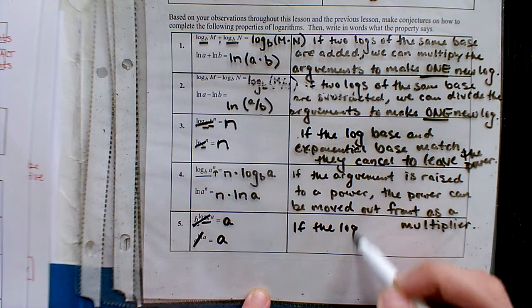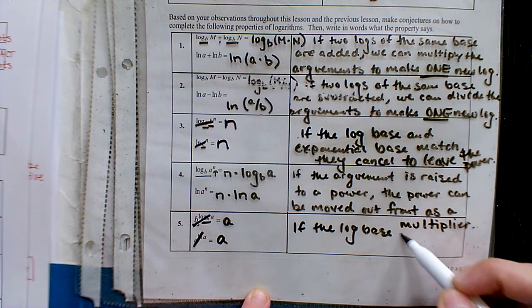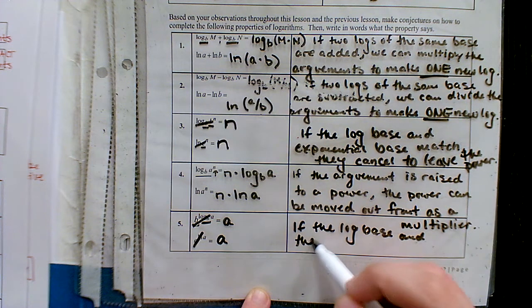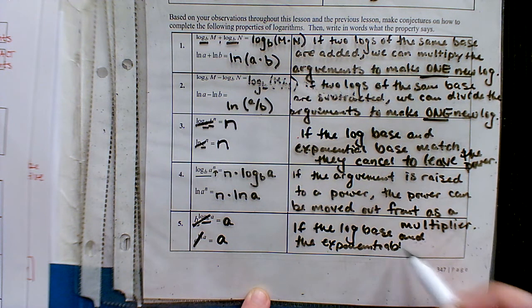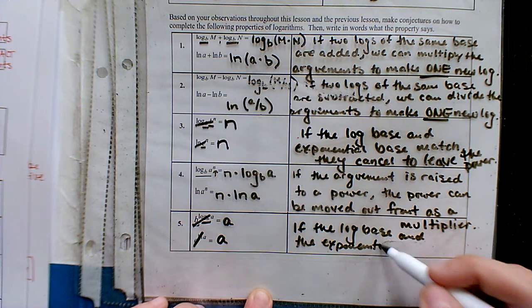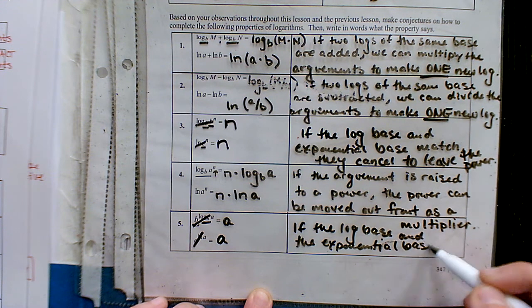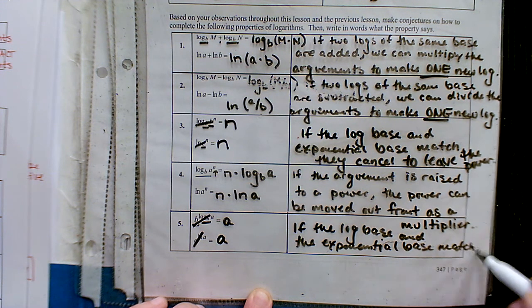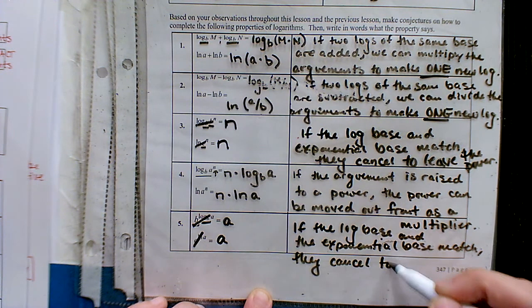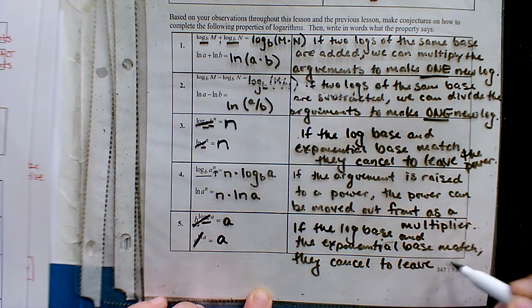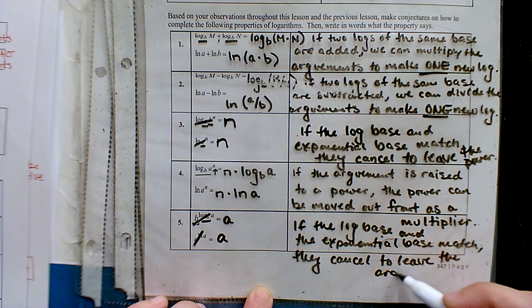So if the log base and the exponential base match, they cancel to leave the argument.